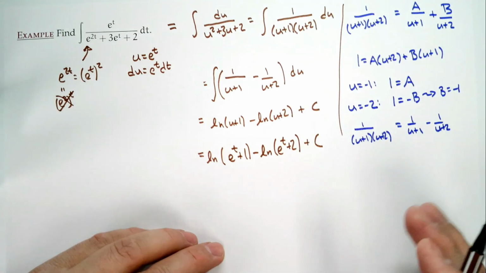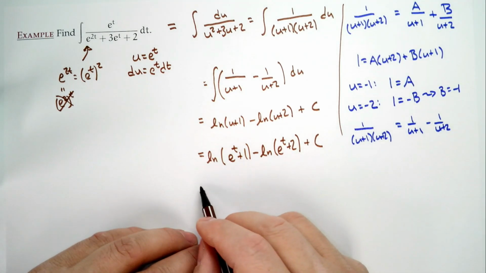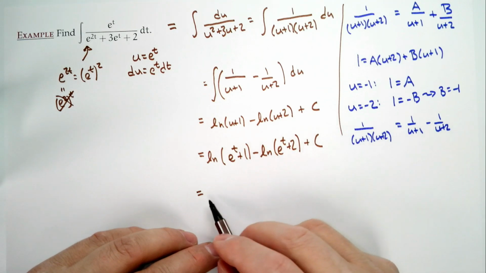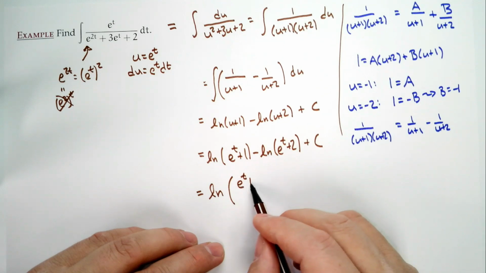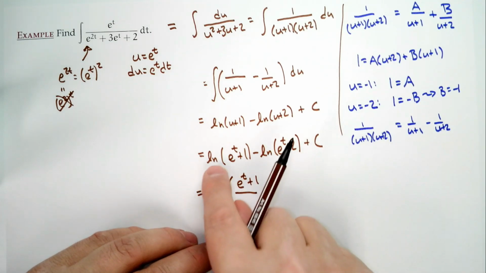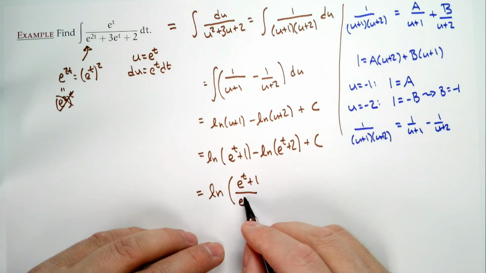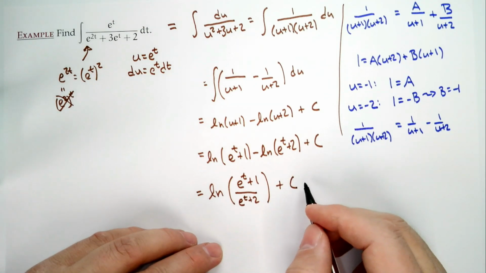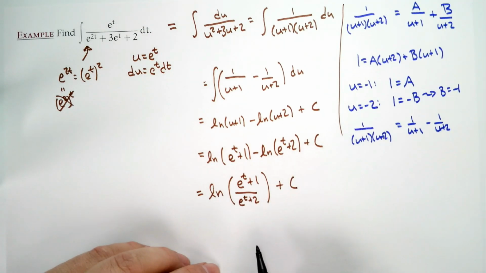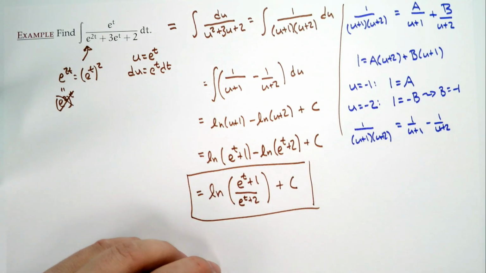Now, if you have logs, you can manipulate them. Keep in mind that anytime your answer involves a log, there are log manipulation tools, so it's okay if you write your answer in a slightly different way. For instance, I could say, whenever I have subtraction of logs, that's division. So natural log of (e to the t plus 1) over (e to the t plus 2) plus c. And that looks pretty good. There are other things you maybe could do, but I think that's about as good as we can do for now.